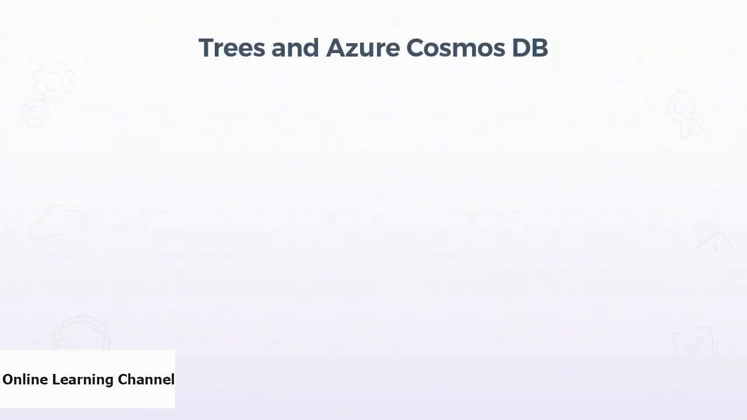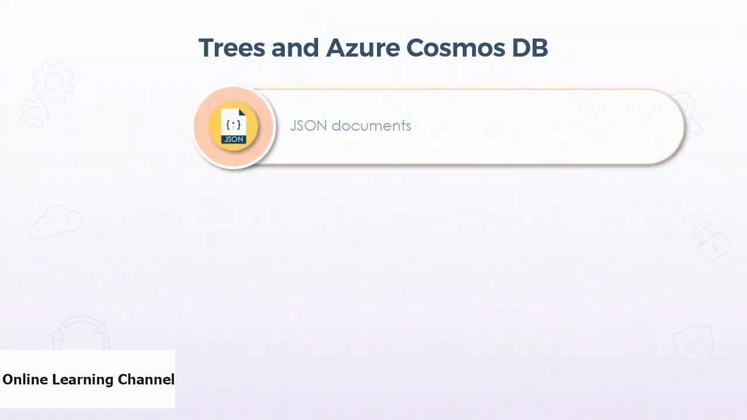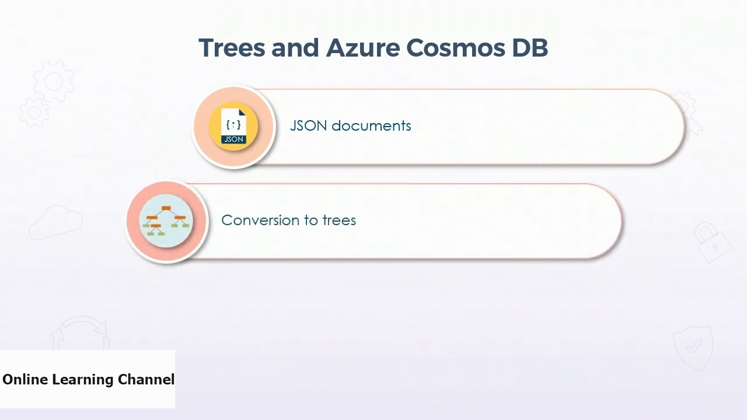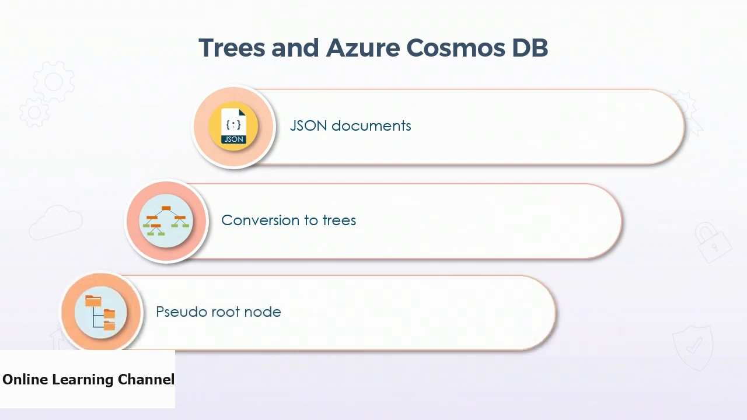Now, underneath the hood, Cosmos DB uses trees to represent your data. Anything that comes in and out of Cosmos DB is represented as JSON documents, and these JSON documents are broken down and converted to trees. So each object in the JSON document is represented as a node, but so too are all of the individual properties. And that means searching for values is a little bit easier, behind the scenes anyways, because it turns it into a tree navigation strategy. It also means that there's a pseudo root node in every Cosmos DB container.